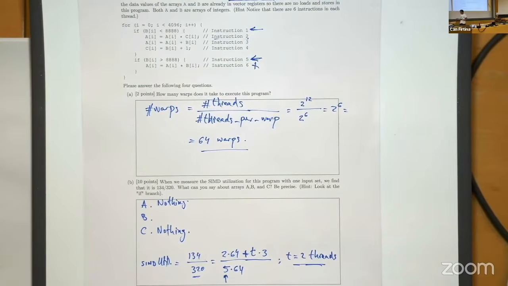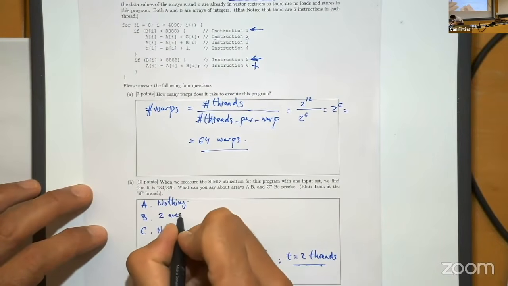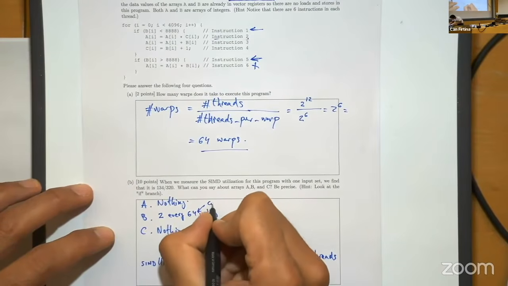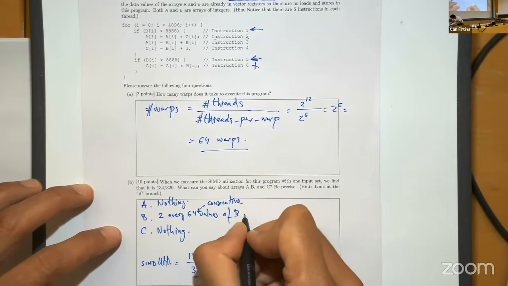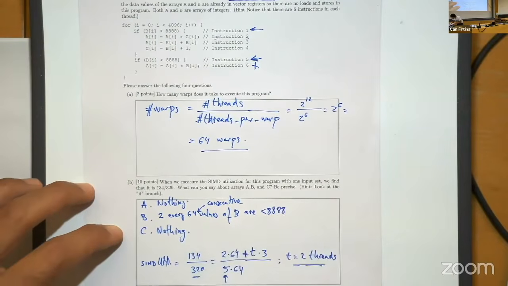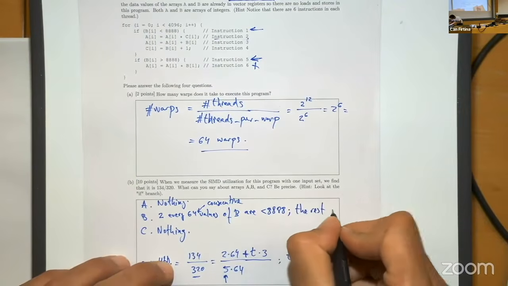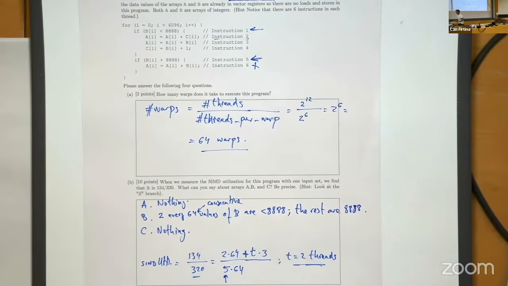And what this means is that every 64 values, actually consecutive values, of B are less than this number. The rest are exactly the number. Is it clear? No questions?